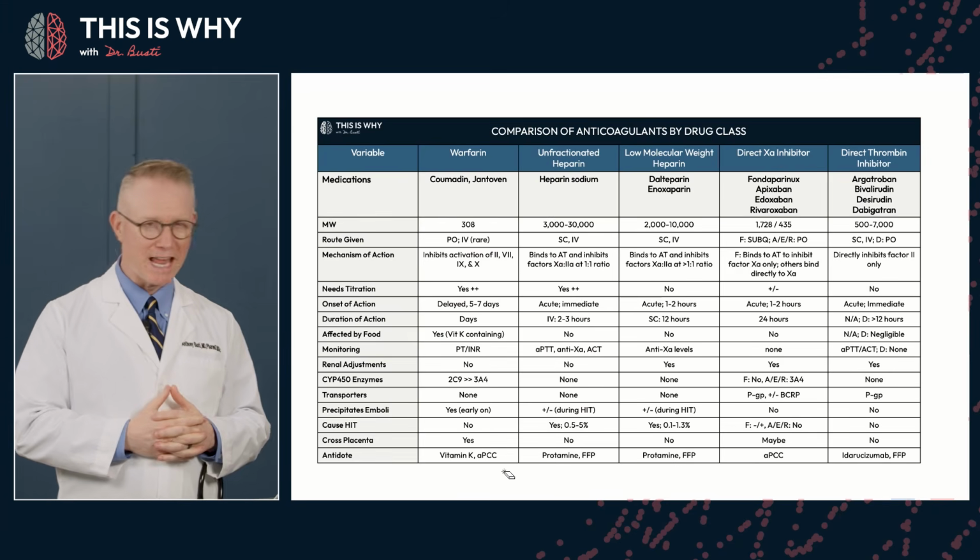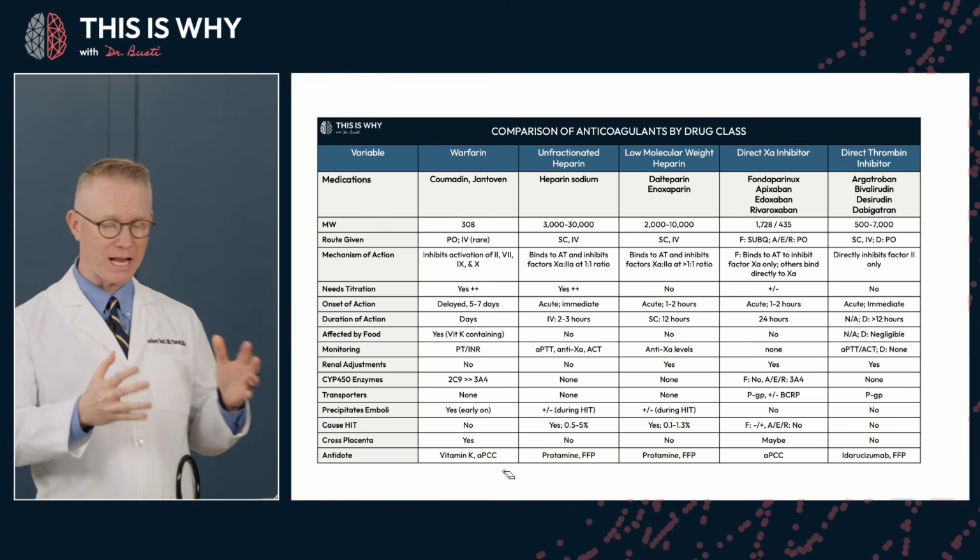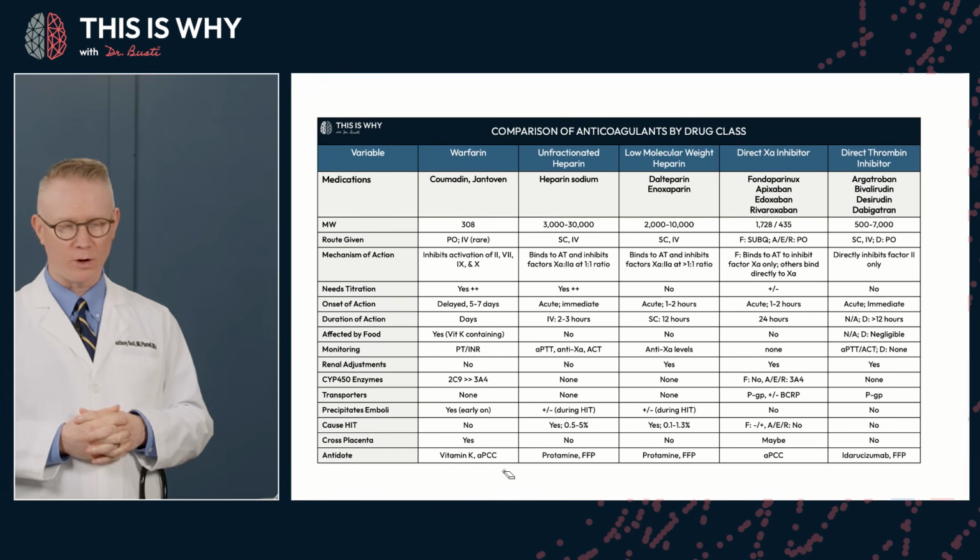One of the things that I want to do is start off with the covering of the individual agents themselves. Now, it's one. There's only one vitamin K antagonist, and it's warfarin. One of the things that I put together for you is a table, and again, this table is available at thisiswhy.health for you for free.